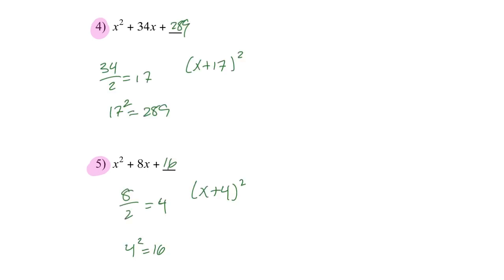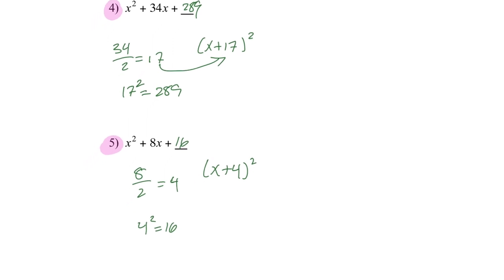Again, the leading coefficient is 1. So 34 divided by 2 is 17. 17 squared is 289. That's the number that I'm adding here. And it becomes x plus 17, squared. Again, the 17 comes from right here. That's the number that I'm including there.